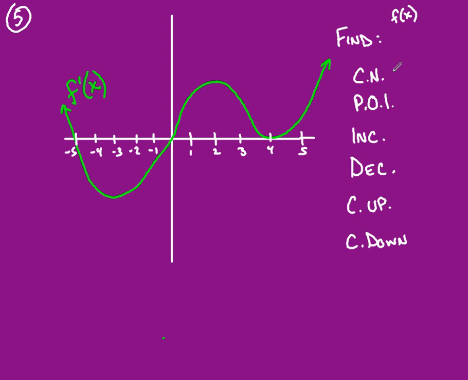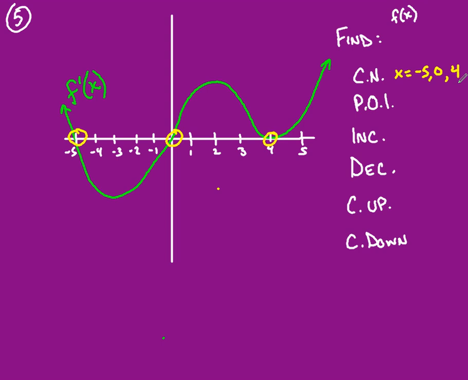Remember, a critical number occurs when the derivative equals 0. Well, we've already been given the graph of the derivative. So we have to look, when does the derivative equal 0? Well, it would equal 0 whenever it crosses the x-axis, or whenever it touches the x-axis, I should say. So critical numbers can occur when x equals negative 5, x equals 0, and x equals 4.